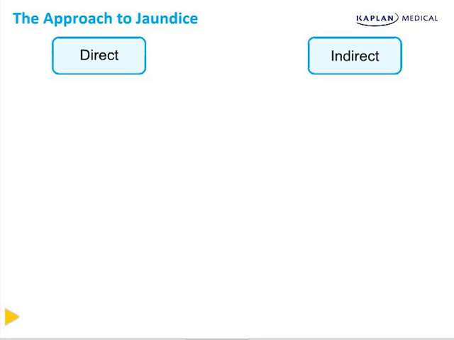Now, one of the goals in establishing the difference between direct and indirect hyperbilirubinemia in a young child is: when do they need to be evaluated? As we've said, likely anytime there's a direct hyperbilirubinemia, it doesn't necessarily mean that something bad is happening, but they have to be evaluated.